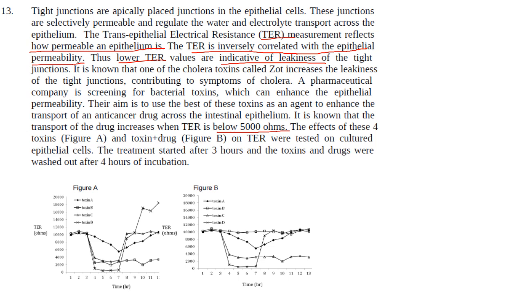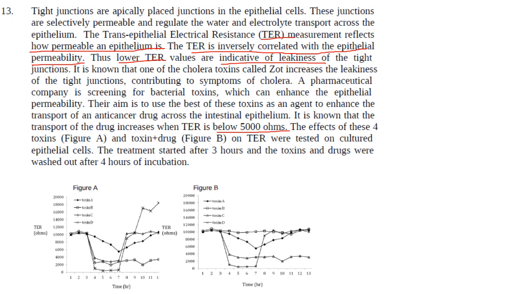So lower TER values indicate leakiness. Lower TER value means higher epithelial permeability, and it will result in leakiness of the tight junctions. It is known that one of the cholera toxins called SOT increases the leakiness of the tight junctions, contributing to symptoms of cholera. A pharmaceutical company is screening for bacterial toxin which can enhance the epithelial permeability.